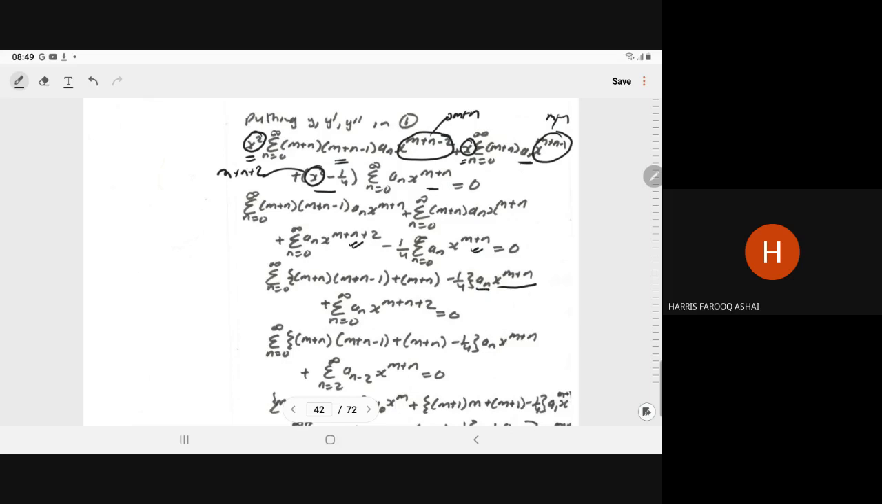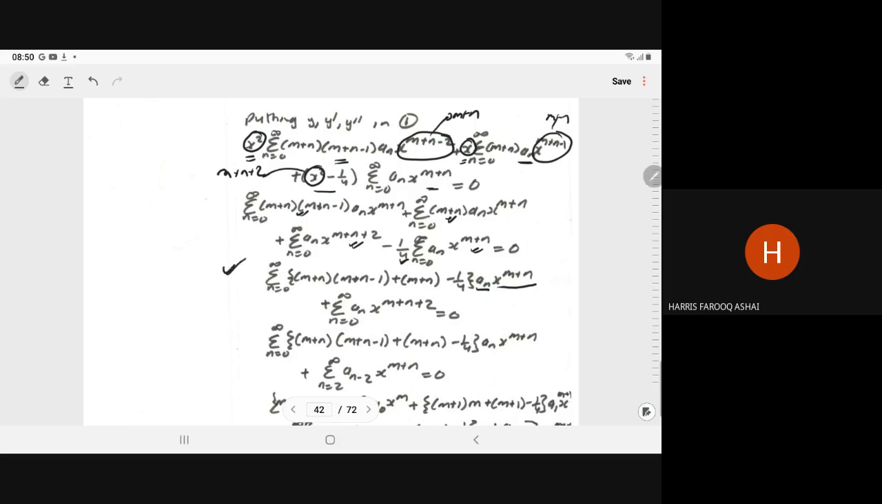So here we have x to the power m plus n common, and inside the bracket we have (m plus n)(m plus n minus 1) plus (m plus n) minus 1 by 4. Plus the second term, the summation n equal to 0 to infinity a n x to the power m plus n plus 2, is equal to 0. So that is our equation.